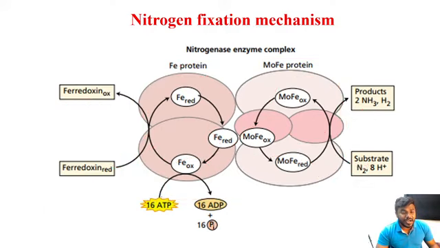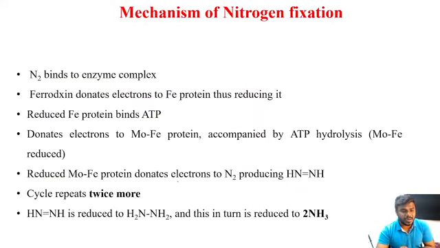Now, 8 electrons are hydrolyzed and give rise to how many? Sorry, when 8 electrons are passing, 1 electron is involved in 2 molecules of ATP hydrolysis. Then we will hydrolyze 16 ATP. Now see here, the same thing I have written elaboratively.